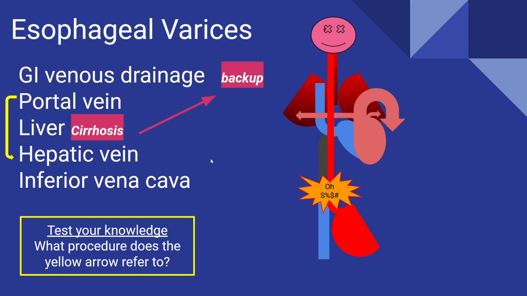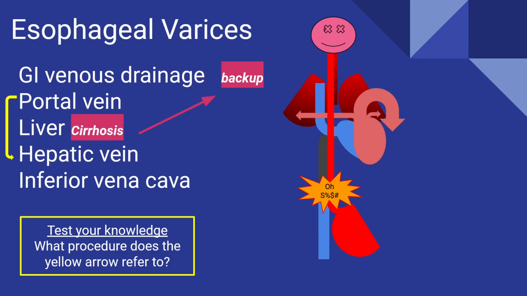We see a high pressure caused by liver cirrhosis. So for whatever reason, they have liver cirrhosis. It has caused a backup of pressure into the portal vein, hepatic portal vein, and backed up into the vessels fed by the GI venous drainage. And so as this GI venous drainage starts to form, we start to see varices, like you'd see varicose veins in the calf. You see that in the esophagus.